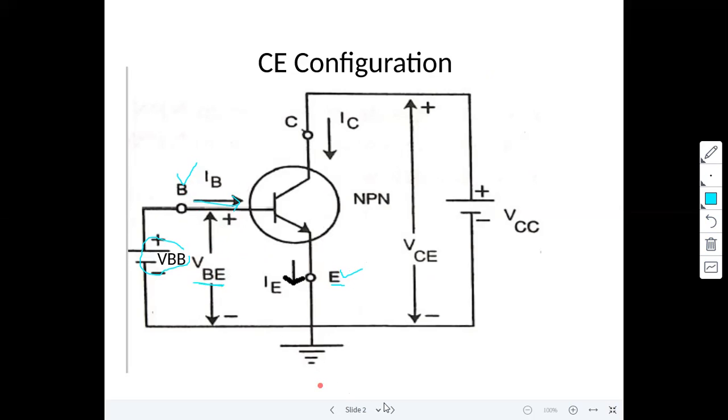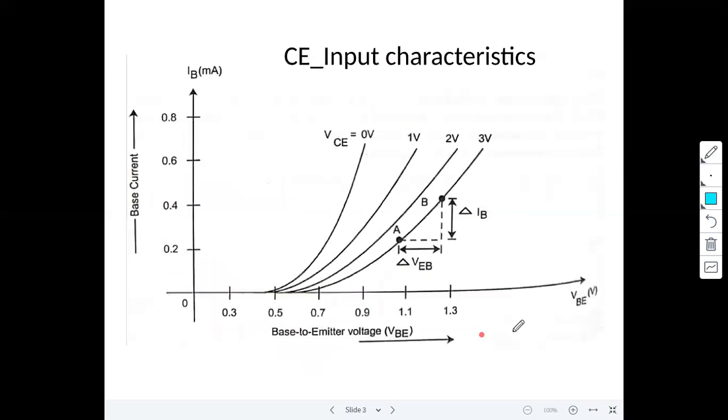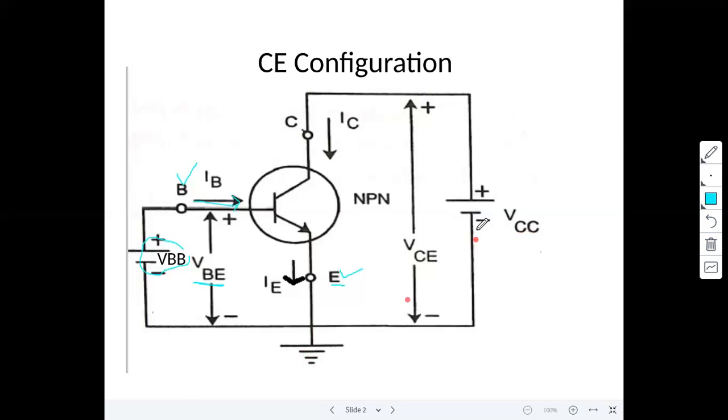Now the graph: the x-axis is VBE and the y-axis is base current. Base current is on the y-axis and base to emitter voltage is on the x-axis, for different constant output voltages. What is the output voltage to the transistor, not VCC? This is the collector to emitter voltage, VCE.